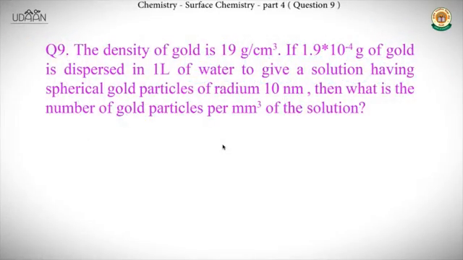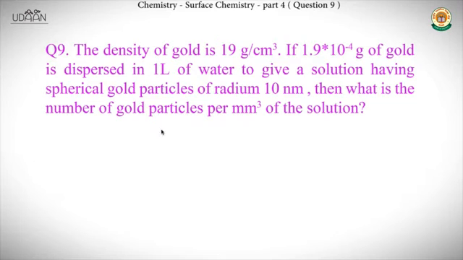Okay, so let's solve this question. The question says that the density of gold is 19 gram per cc. If 1.9 into 10 to the power minus 4 grams of gold is dispersed in 1 liter of water having spherical gold particles of radius 10 nanometer, then we have to find the number of gold particles present per millimeter cube of the solution. In this question we'll be using basic mathematics to get the answer.